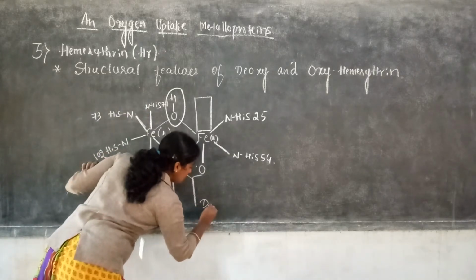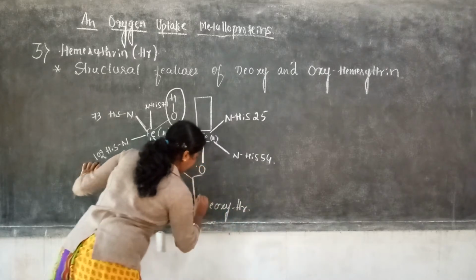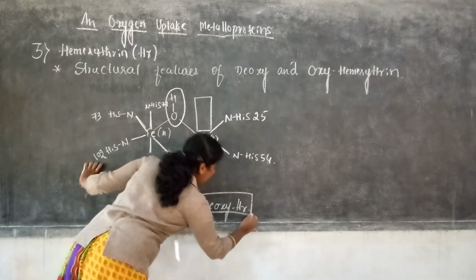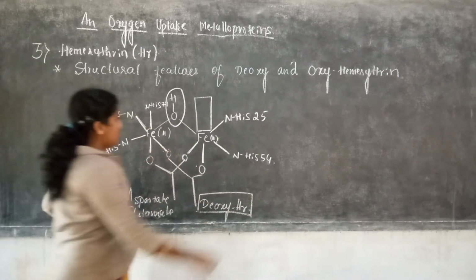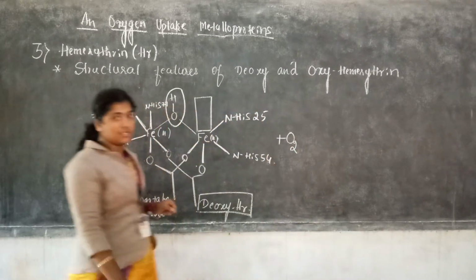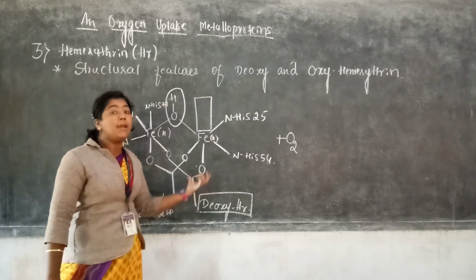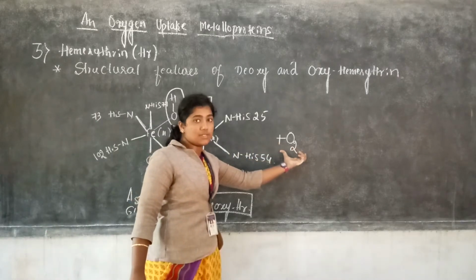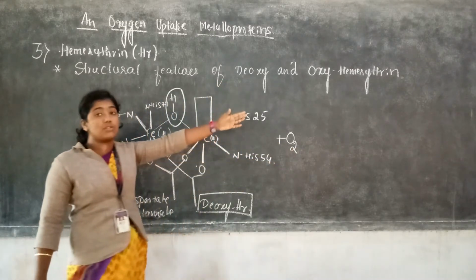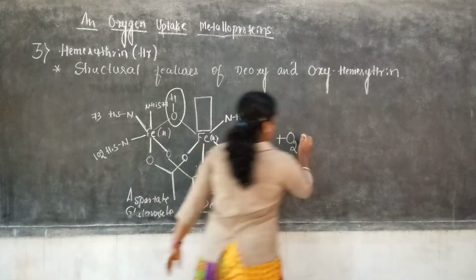Okay. So this is the deoxy form of hemerythrin. Next, dioxygen binding takes place. Okay. Next, when this deoxy form of hemerythrin binds with dioxygen, it becomes the oxygenated form, oxyhemerythrin.